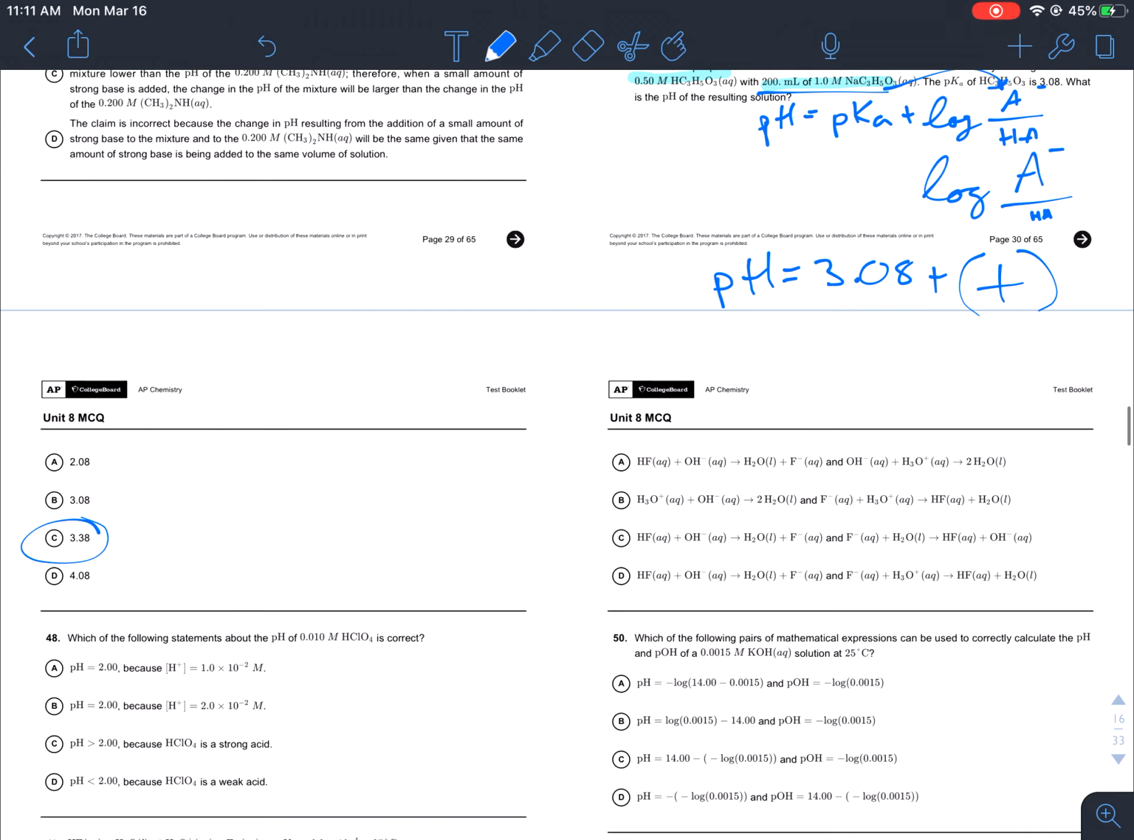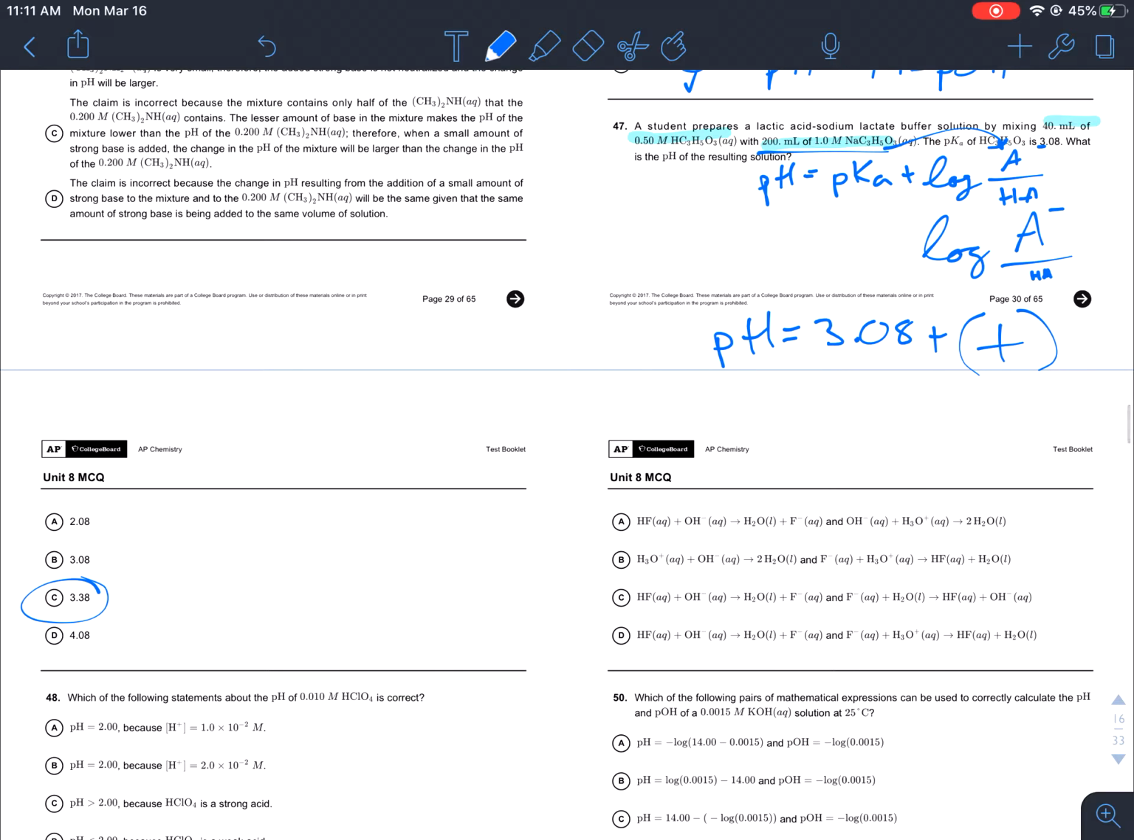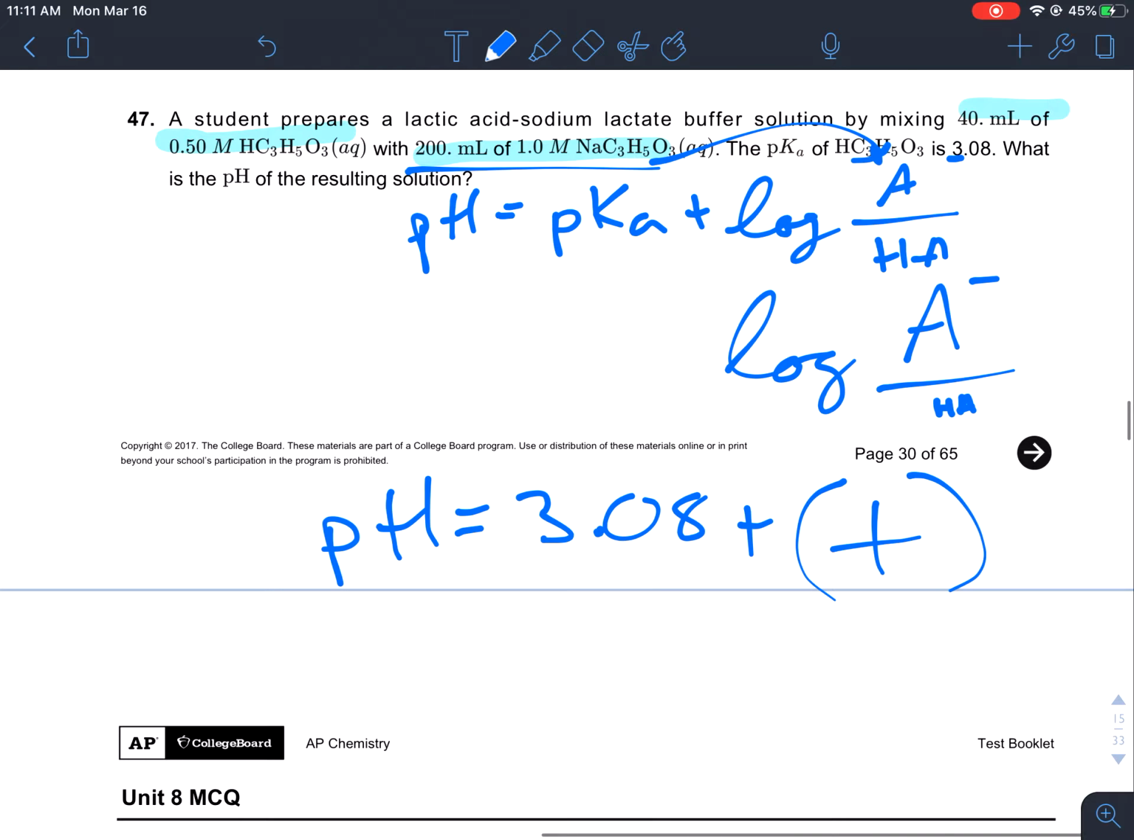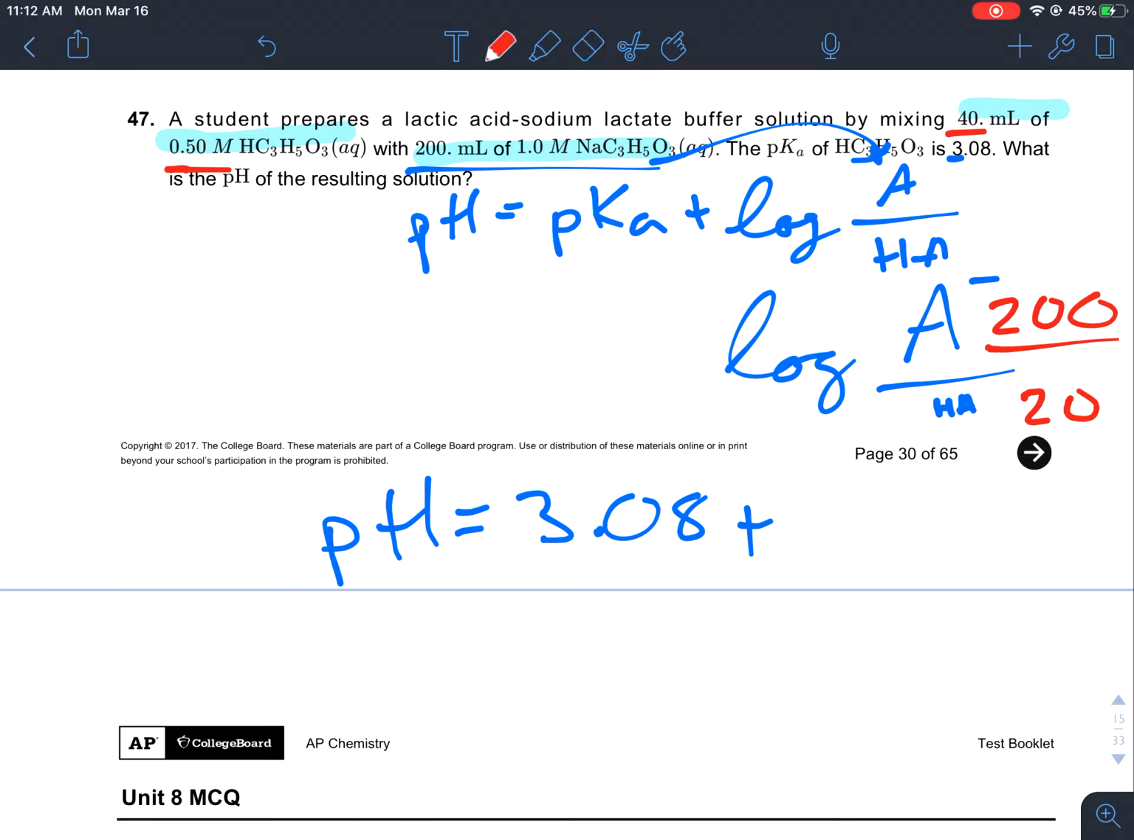Ooh, no, it doesn't. No, it doesn't. Hold on. Let me check. Oh, shoot, it doesn't. All right, let's do it. Now I actually have to do the numbers. Okay, 40 times 0.5. Okay, that becomes 20. 200 times 1 is 200. So this is that. You're going to have the log of 10. And if you guys don't know what the log of 10 is, well, it's 1. Okay. So this is going to be 3.08 plus 1.